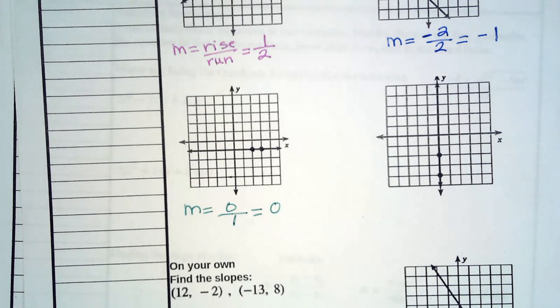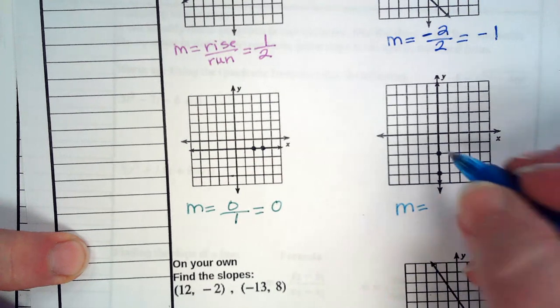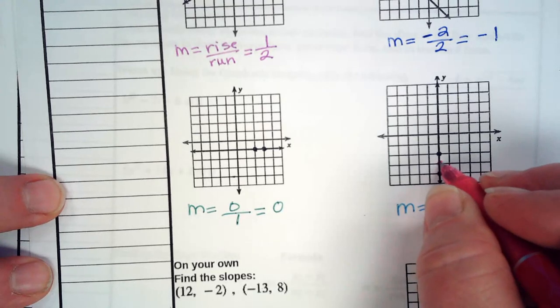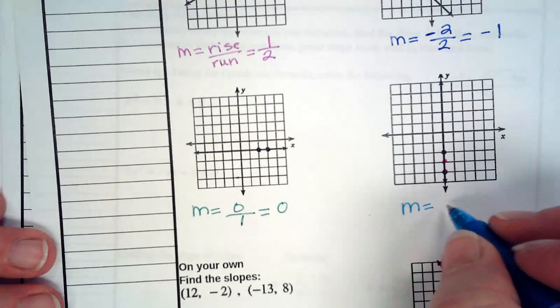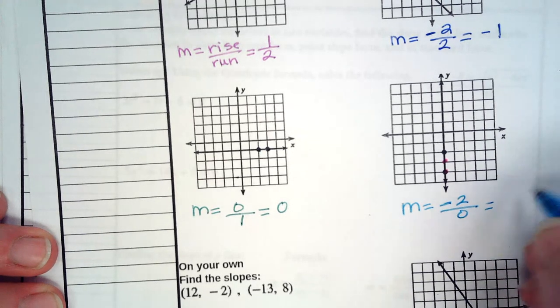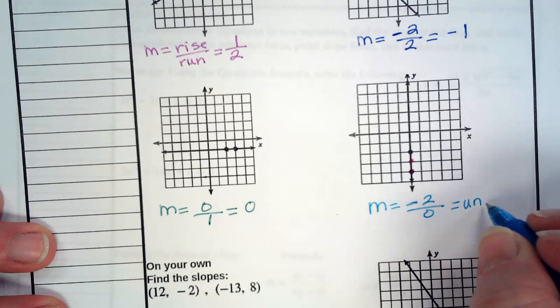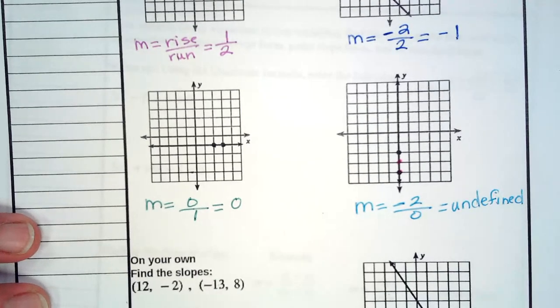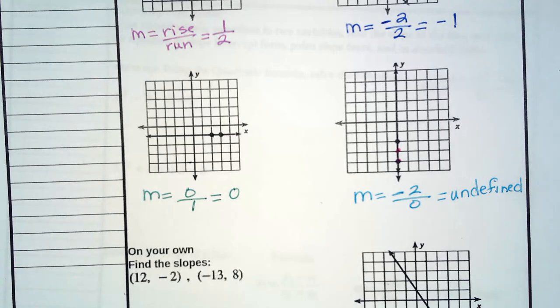But what about the next one? I go down 1, 2. I don't go right, I don't go left, so over 0. This is undefined. I cannot divide by 0. Okay, there are 2 practice problems. Pause the video and see if you can do it on your own.